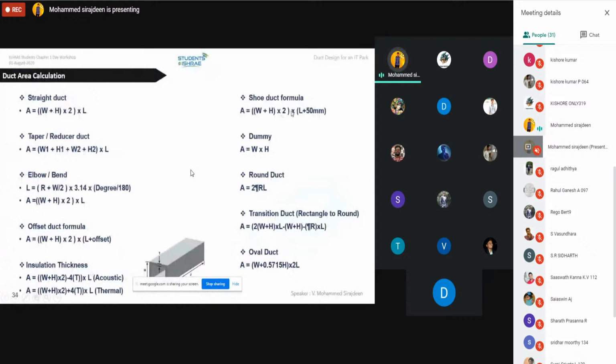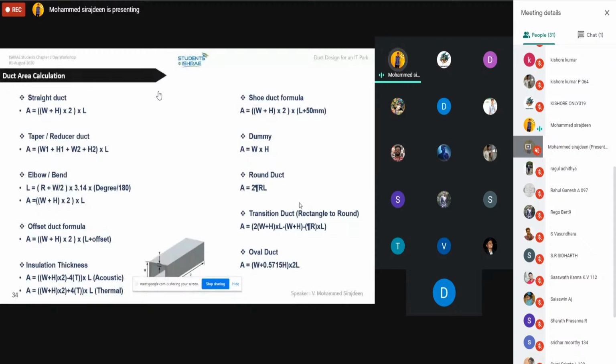Shoe duct formula. Shoe is a collar piece. Then a dummy is where the duct is closed at the end, called the dummy duct or end cap. Then the round duct is calculated based on the peripheral into length, 2 pi r into length. This is very basic: pi r square, 2 pi r into length. We have studied it from LKG, UKG, first standard, from very basic shapes: round, cubic, rectangular. From that it is derived.